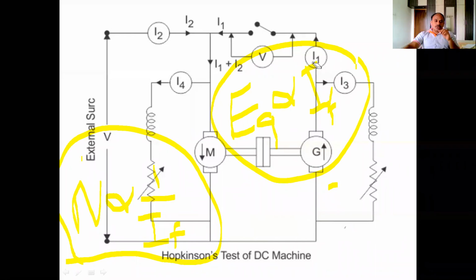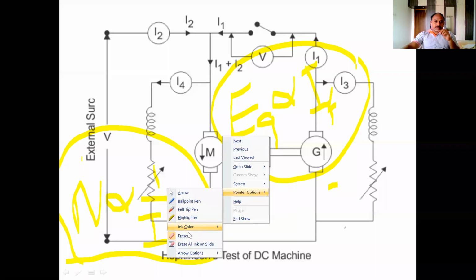How are the two machines connected in this test?